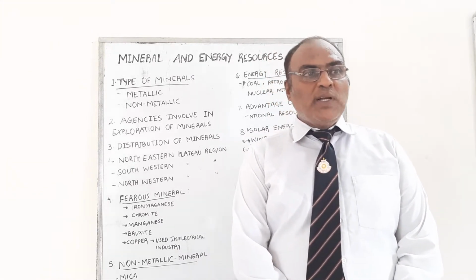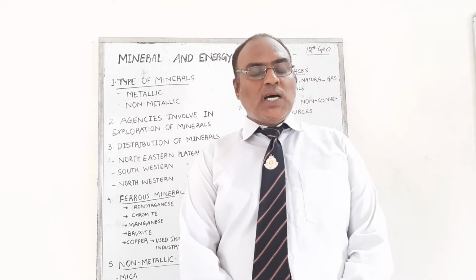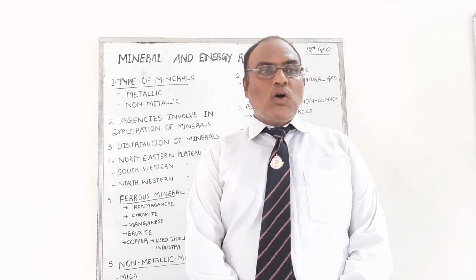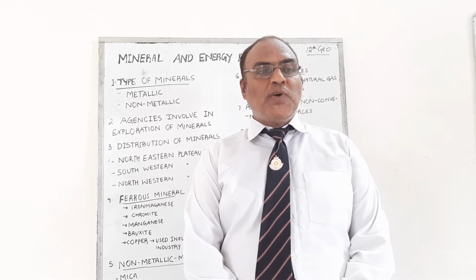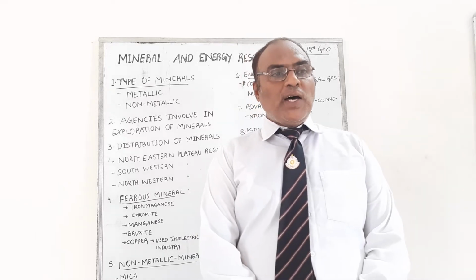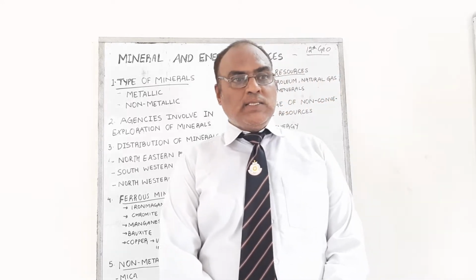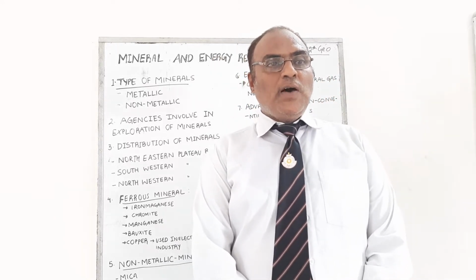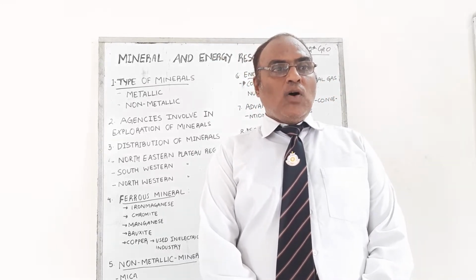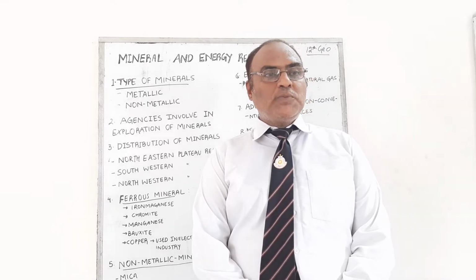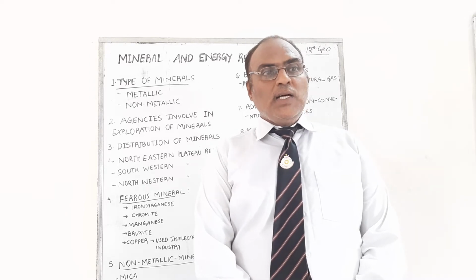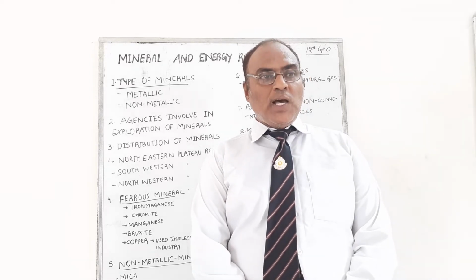Then we have types of mineral. We have mainly two types of minerals. One is called metallic and one is called non-metallic. Metallic minerals have two parts. One is ferrous and one is called non-ferrous. Ferrous minerals are like iron, manganese. Then we have non-ferrous. We have copper and bauxite. Then non-metallic minerals, we have a few minerals. One is coal, one is petroleum and all. Then we have another non-metallic mineral like limestone also.